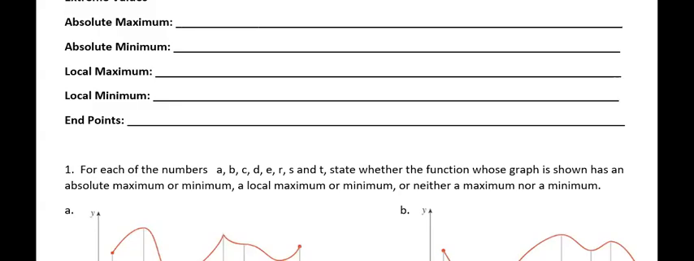In this section, we are going to look at maximum and minimum values. Before we look at calculating, finding, and identifying maximum and minimum values, let's look at a few definitions so that we understand what maximum and minimum values are. The first definition that we're looking at is absolute maximum. And the absolute maximum is the largest output of the domain.